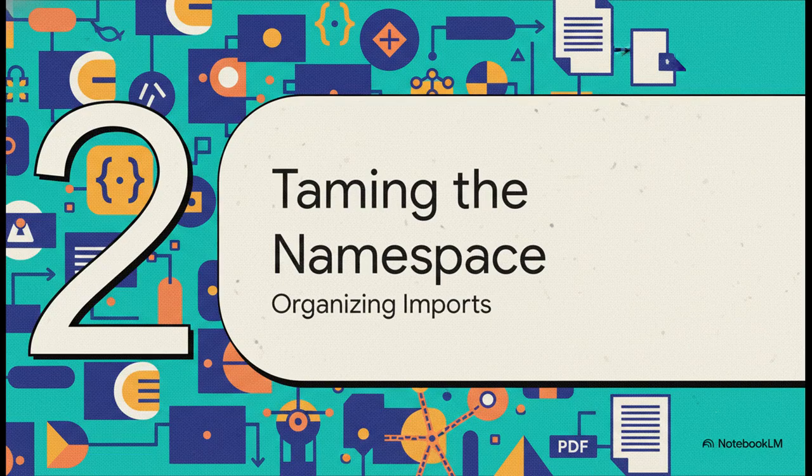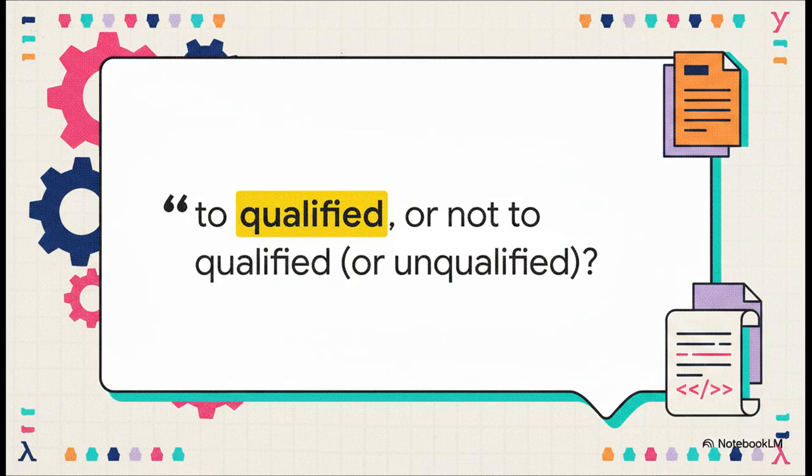Moving right along to Section 2, taming the namespace, organizing imports effectively. Okay, so now that we actually have a strategy to decipher the code, we need to start pulling in some heavy-duty tools, like the text-pandoc module, to handle all our document conversions. And this triggers that classic internal monologue every Haskell developer goes through. To qualified or not to qualified. It sounds a bit like Shakespeare, right? But it's actually a super crucial architectural choice about how to safely bring external code into your working file.